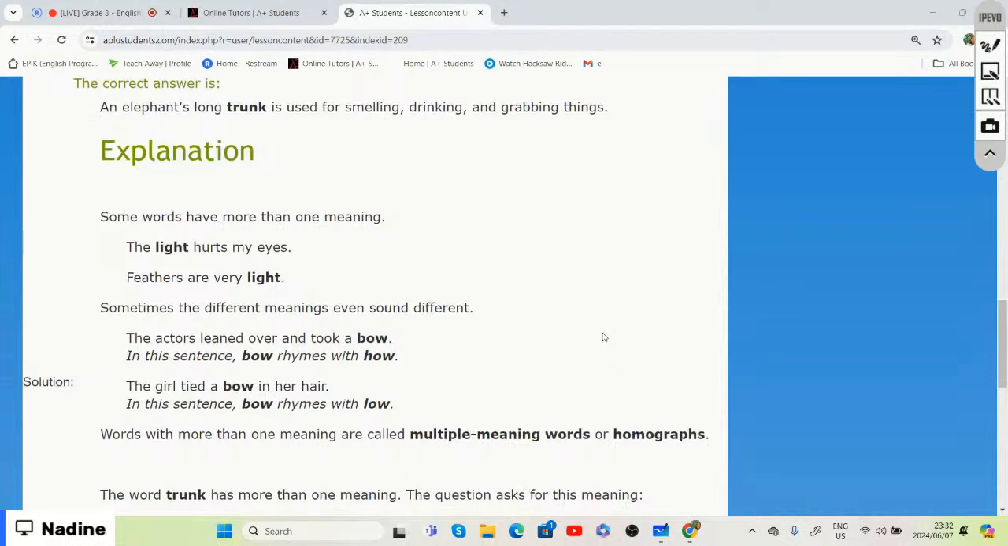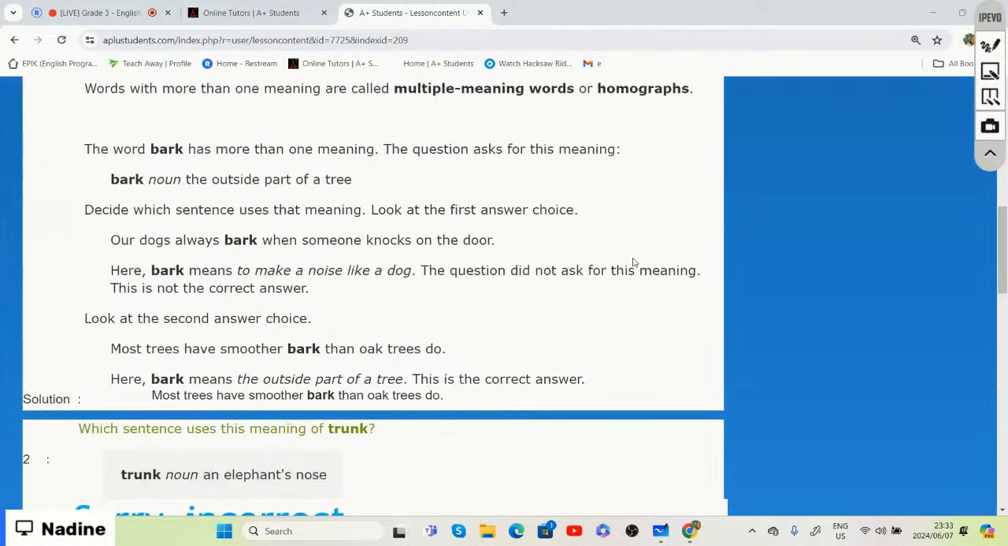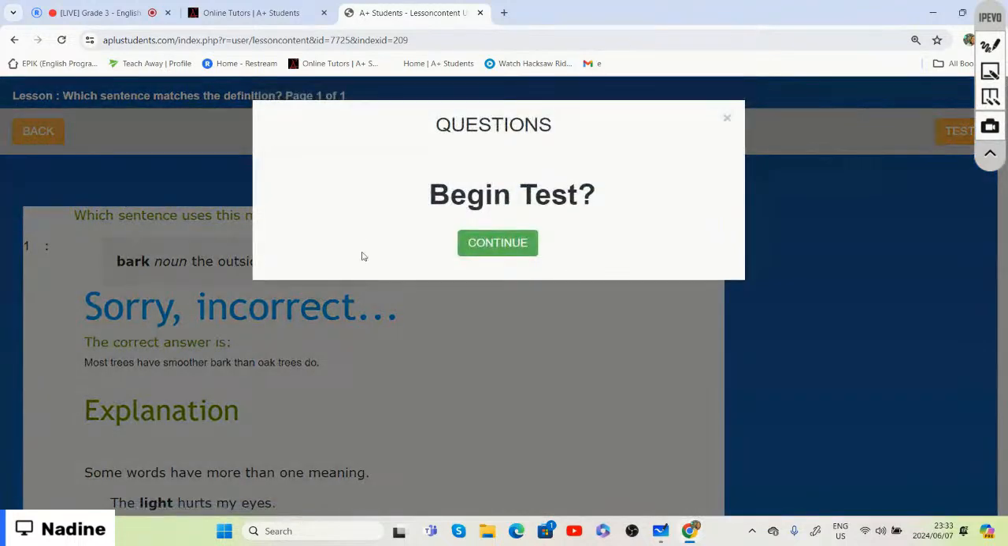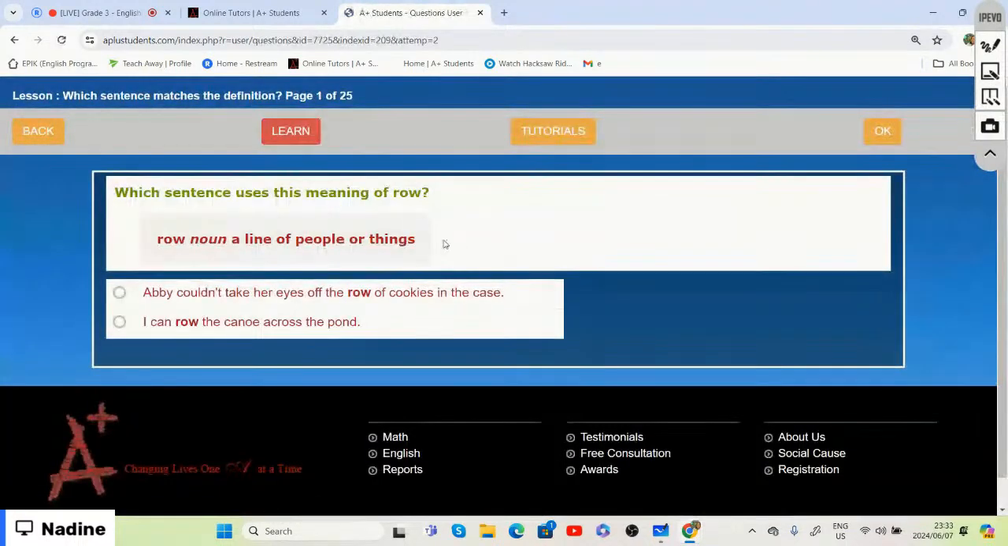So we can even think of different words. We have already made mention of words like light, which are words that are spelled the same way but have different meanings. And then we made mention of words like bow. All right, now let's go to our test where we are going to say which sentence matches the definition.